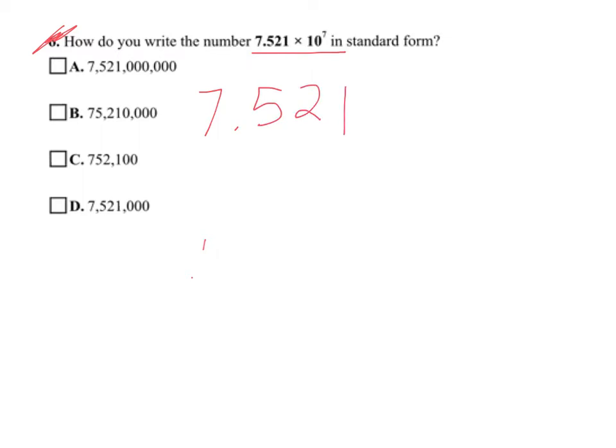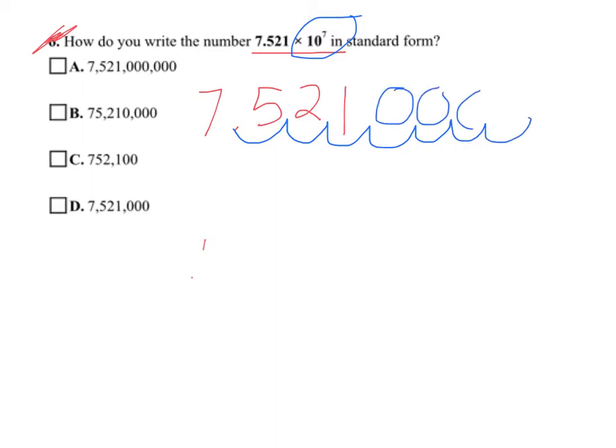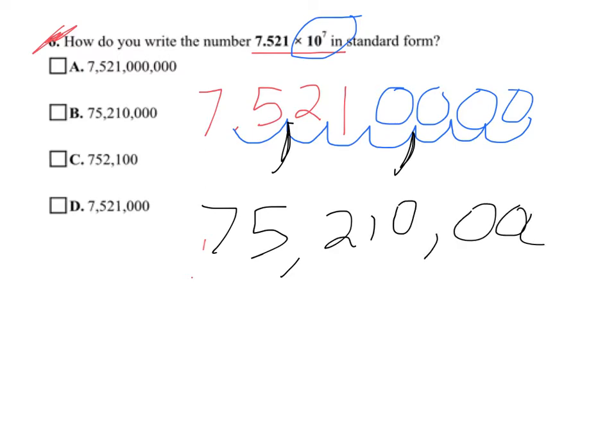Anyhow, I have 7.521 times 10 to the 7th. Here, the 10 to the 7th tells me to move my decimal 7 spots to the right. 1, 2, 3. The next 4 loops, 4, 5, 6, 7, are going to be filled with zeros, and then it might be easier or help us see the size of the number if we come back and group these into groups of 3, and we have 75,210,000. And when we look at that, we see that our answer should be B. So I'll cross that out, but again, B was our answer that we're looking for.